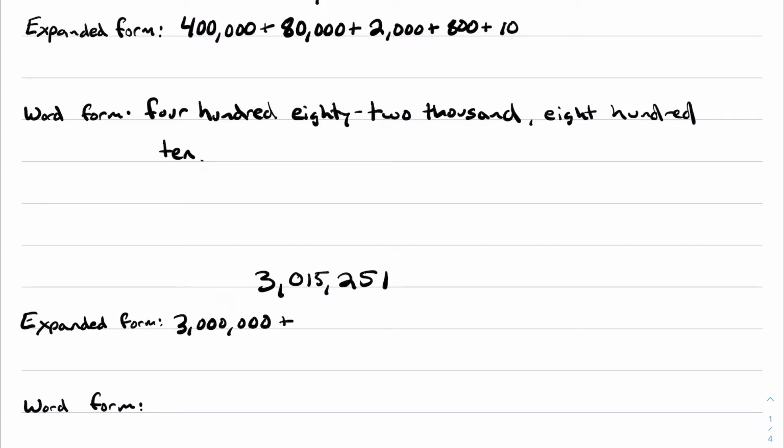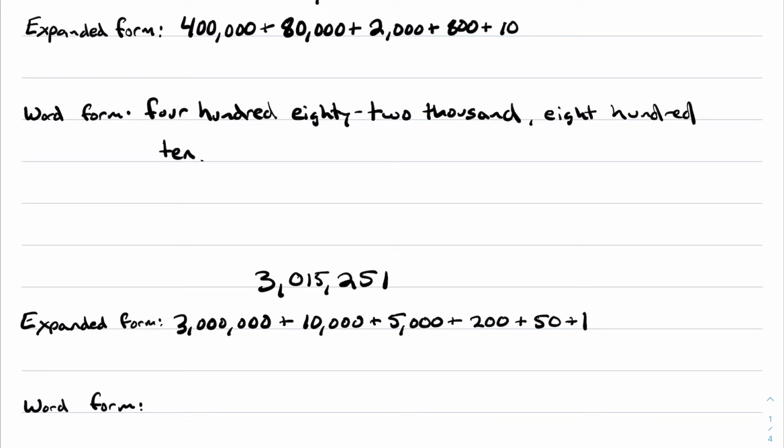And then we have our 15,000, but we're going to write it as a 10 here. So 10,000, because the 1 is a 1 in the 10,000s place. 10,000 plus our 5,000 plus 200 plus 50 plus 1. As you can see, you just move left to right and you leave blank the places that don't have a digit or have a 0 in that spot.